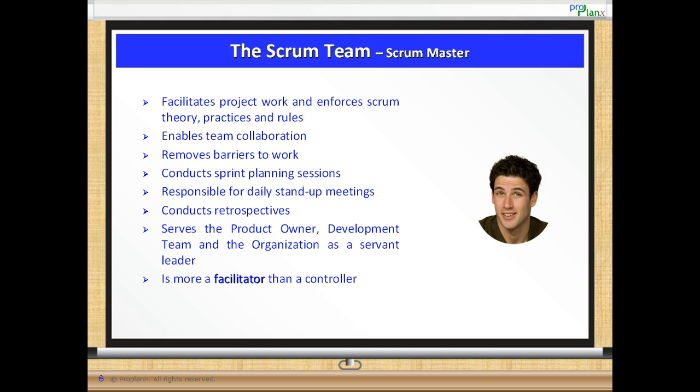Scrum Master improves the lives of the development team by facilitating creativity and empowerment, and also helps to improve the engineering practices and tools. At the end of the sprint, they conduct retrospectives and gather lessons learned as part of the continuous feedback and improvement cycle. Their role also involves serving the product owner, development team, and the organization as a servant leader. They are considered more as a facilitator than a controller, and hence this may or may not be a full-time job on the project.